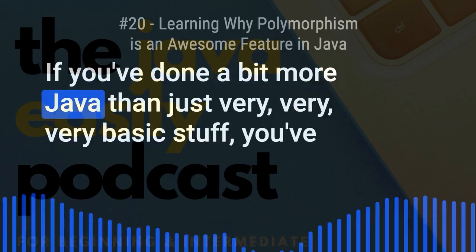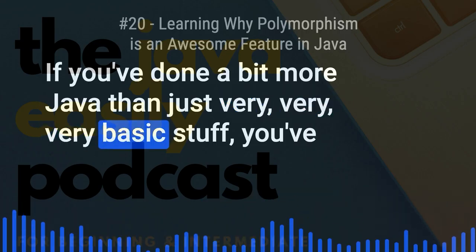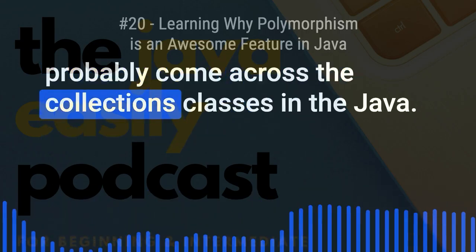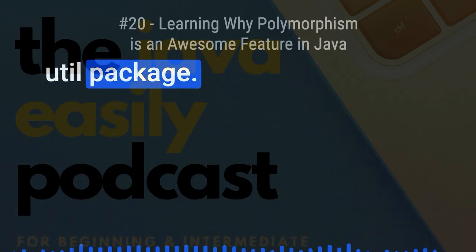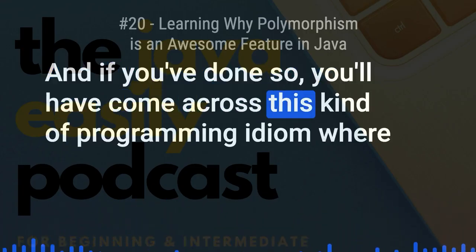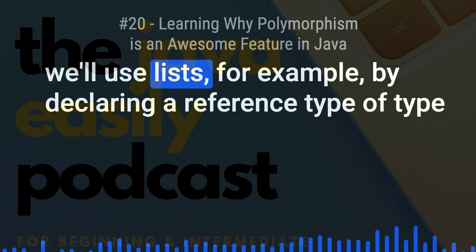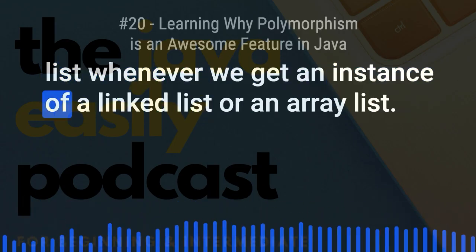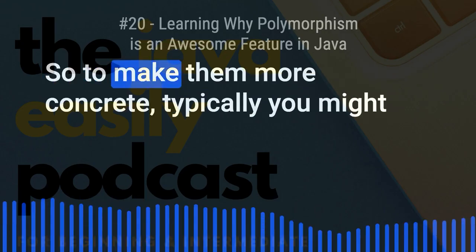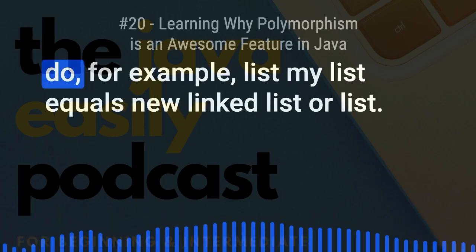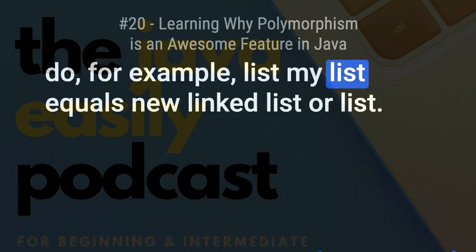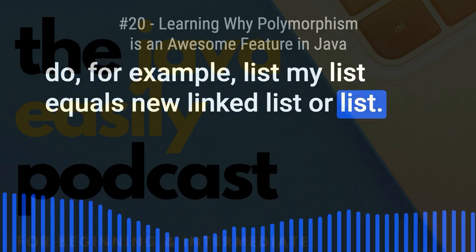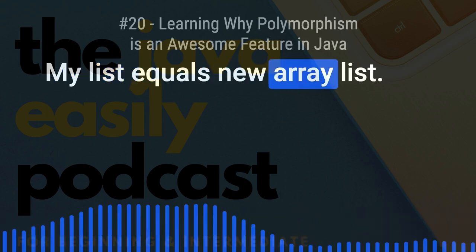If you've done a bit more Java than just very basic stuff, you've probably come across the collections classes in the java.util package. And if you've done so, you'll have come across this programming idiom where we'll use lists, for example, by declaring a reference type of type List whenever we get an instance of a LinkedList or an ArrayList. So to make that more concrete, typically you might do, for example, List myList = new LinkedList(), or List myList = new ArrayList().